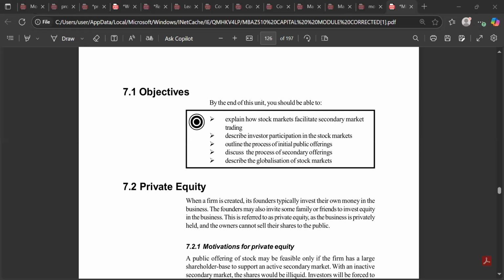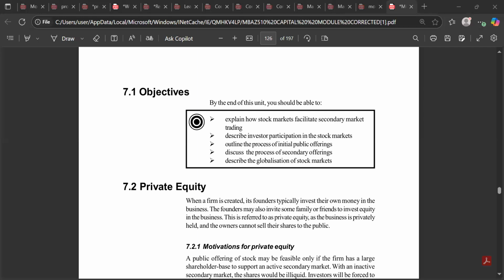Equity serves two vital purposes. The first is the primary market function, where companies raise fresh capital by issuing new shares, and the second is the secondary market function, where investors trade previously issued shares to enable price discovery and liquidity. In economics, equity markets support efficient capital allocation by transferring funds from savers to firms with productive investment opportunities.